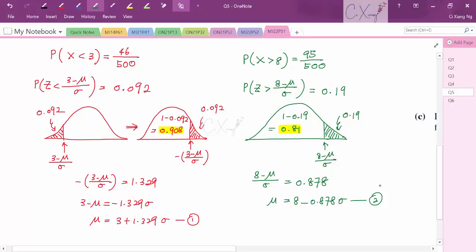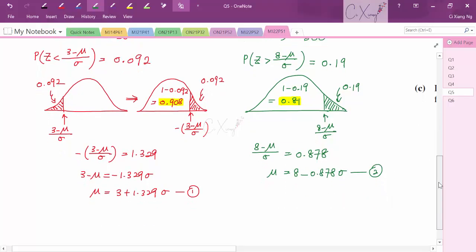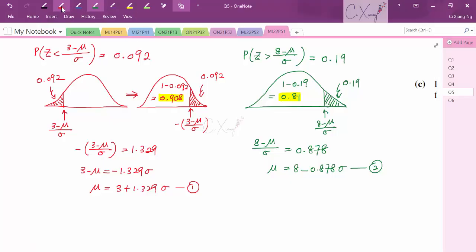All right. Okay, so since we have two equations here, if we try to solve them simultaneously, we will get the answer for the sigma and also the mu. So I will let equation number 1 equal to equation number 2, where we will have 3 plus 1.329 sigma equals the second equation.